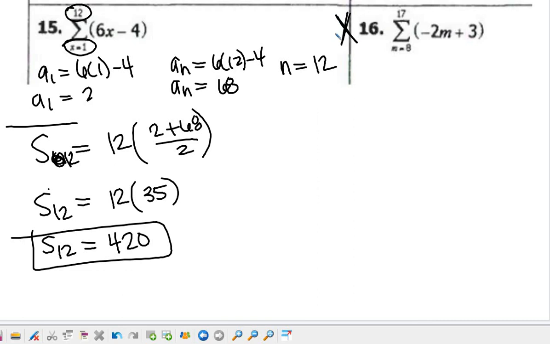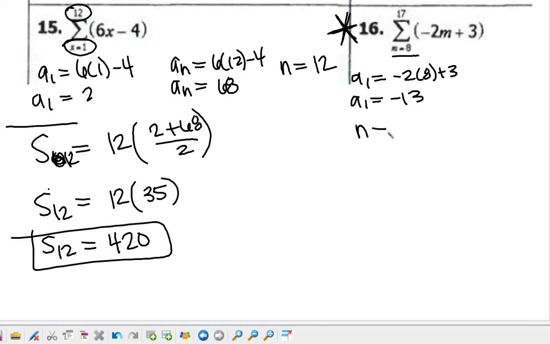So let's put a big star right here, okay? Because this one is different, and this is going to be the one that trips you up. Now the problem with this one is notice it does not start at 1. So my first term, I'm not going to plug in 1. I'm going to plug in 8. So I have negative 2 times 8 plus 3, because that's where it tells me to start. So a sub 1 is equal to negative 16 plus 3, which is negative 13.